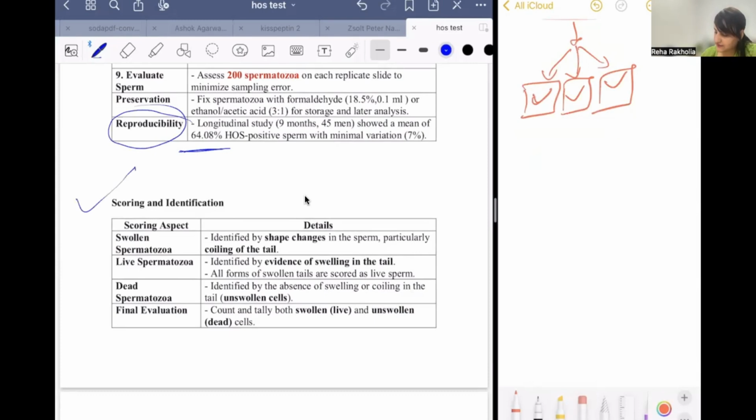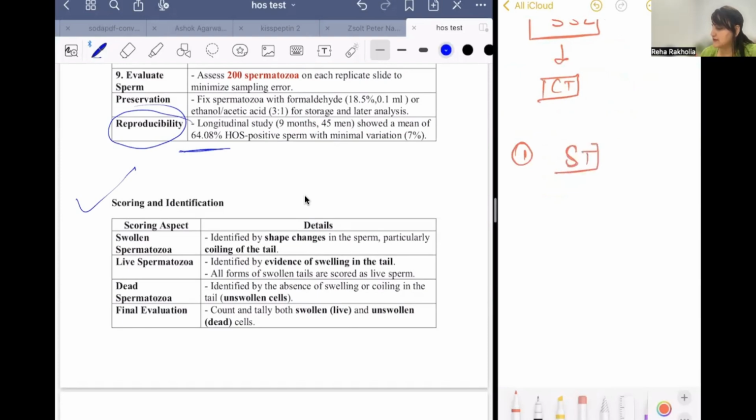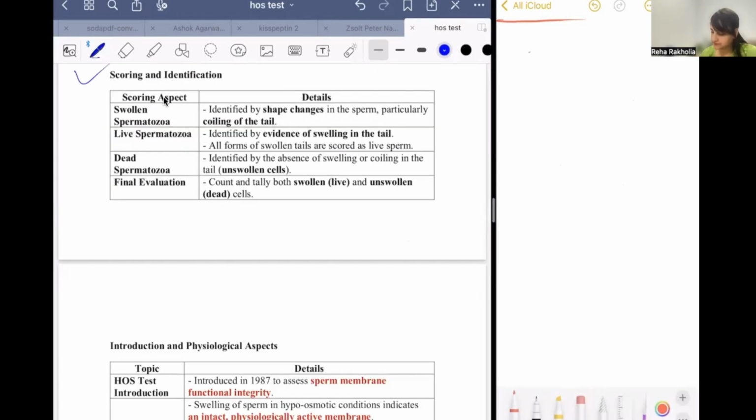Now scoring and identification. See, how to identify sperm type? We'll have to look for swollen spermatozoa. We'll have to look for coiling of the tail or swelling, okay? How will we recognize a live spermatozoa? If there is a swelling of the tail. How will we recognize a dead spermatozoa? If there is no swelling of the tail. Now, final evaluation is to count both swollen live sperm and unswollen dead sperm to get an accurate result.